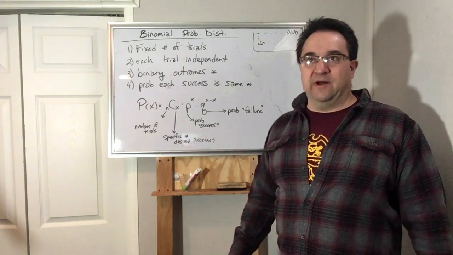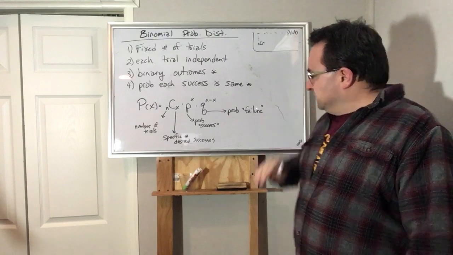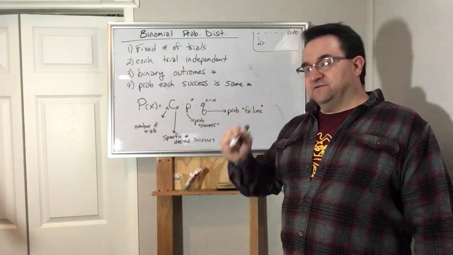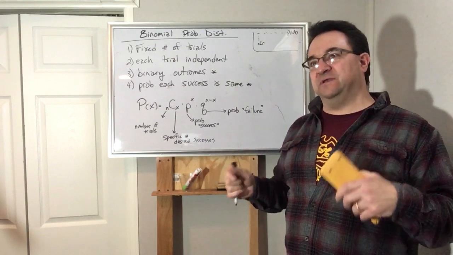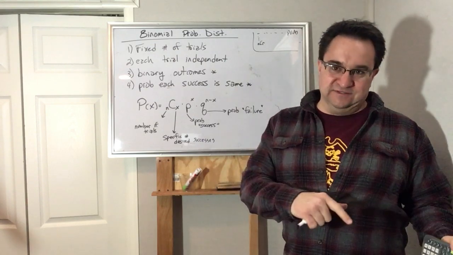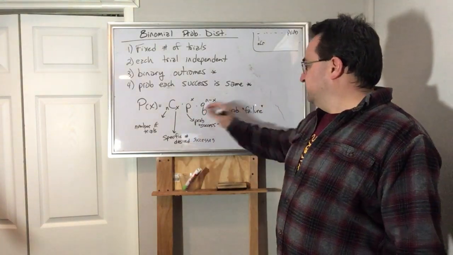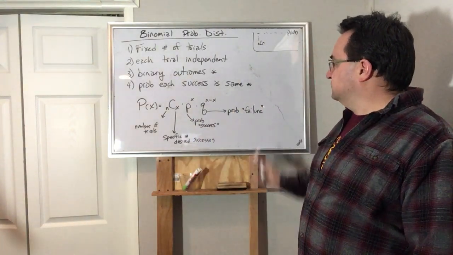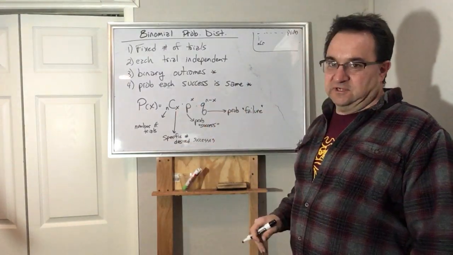Like if I want to know about heads, I would classify heads as being a success and tails as being a failure, right? So success means getting what I want. Failure means I don't get that. It's binary, yes or no. And so q is the probability of failure. So we need the formula, and we need to know what the variables are.